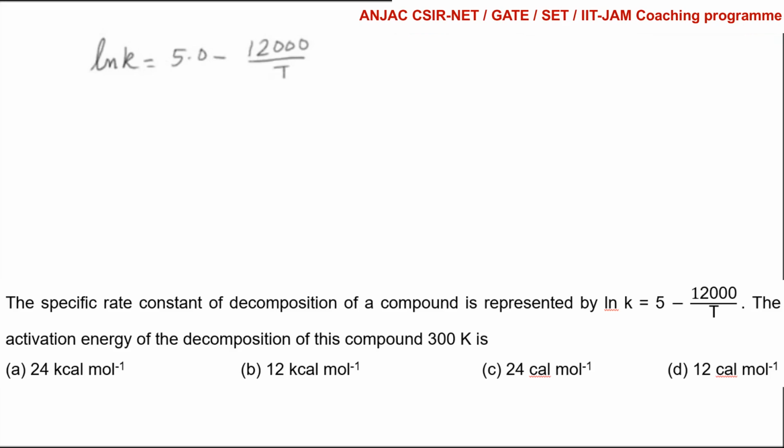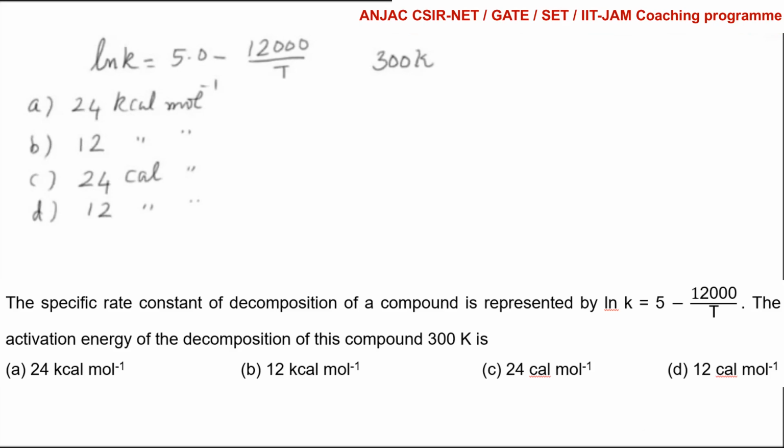The activation energy of the decomposition of this compound at 300 Kelvin is: option A, 24 kilocalorie per mole; option B, 12 kilocalories per mole; option C, 24 calorie per mole; option D, 12 calorie per mole. How to work out this problem?